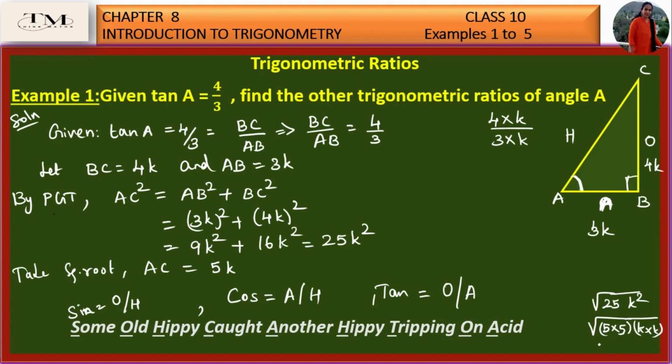So here the number is 5. So the answer will be 5. Here k appears in pair. So the square root of k into k is k, and the number will appear here. So it is 5k. So AC is equal to 5k.